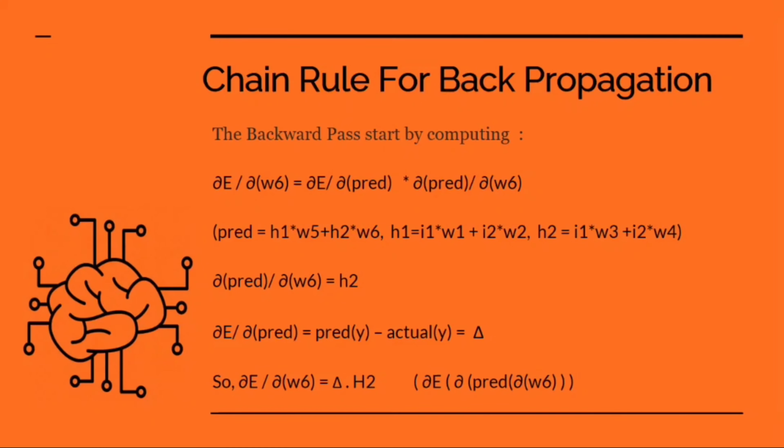By combining all these equations, we get our main answer, which is derivation function of the error equation with respect to the weight W6, which we want to update, equals delta into H2, which is also written as derivation function of the error equation into derivation function of the predicted value, multiplied by derivation function of W6, the weight which we want to update.